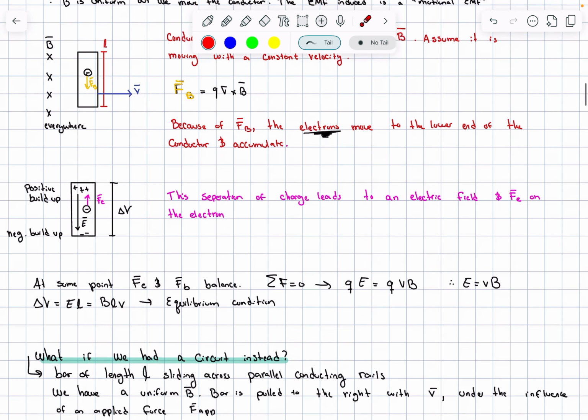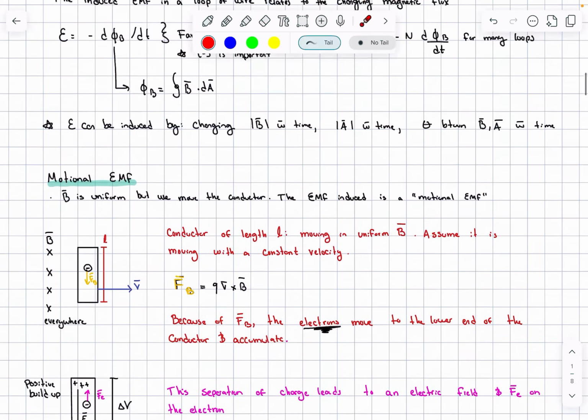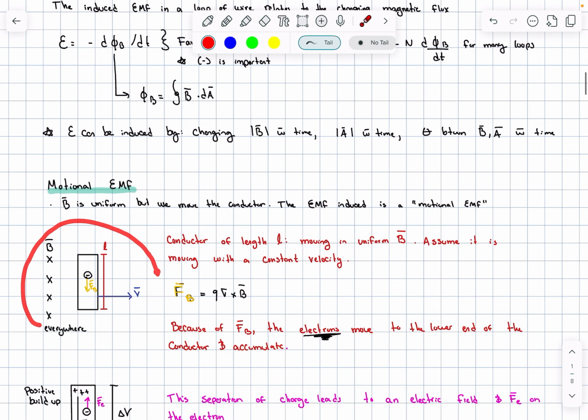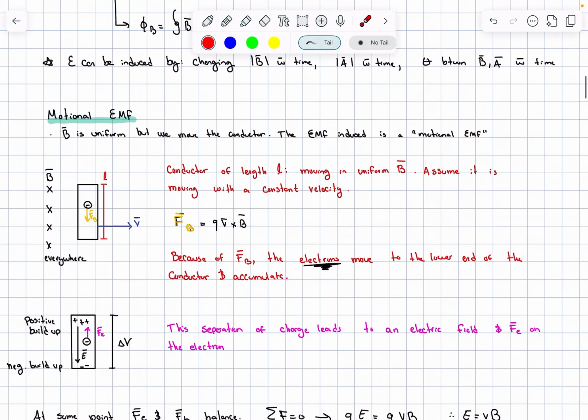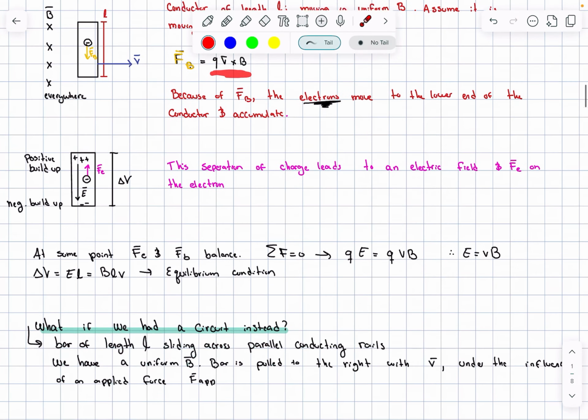Now we know that at some point F_B and F_E are going to balance each other out, and that's going to happen when they're equal to one another. F_E is qE, and F_B is qvB, because here B is perpendicular to v, so the cross product goes away and we just have qv times B. Get rid of the q's, and then we get E is equal to v times B.